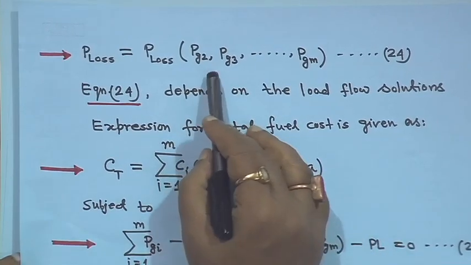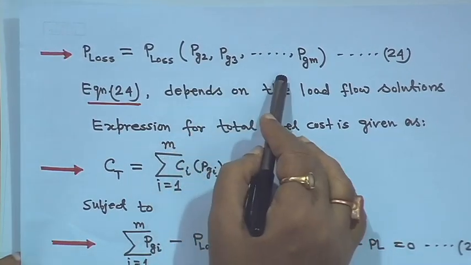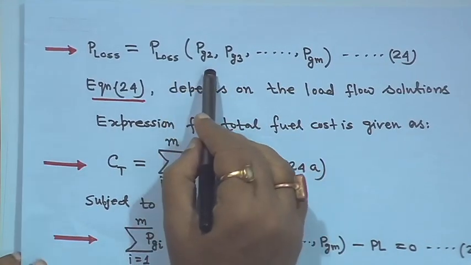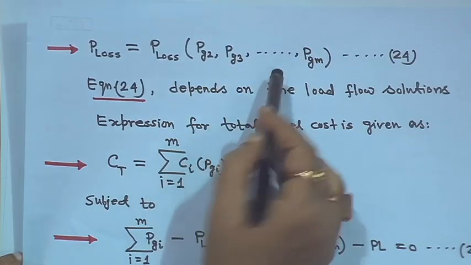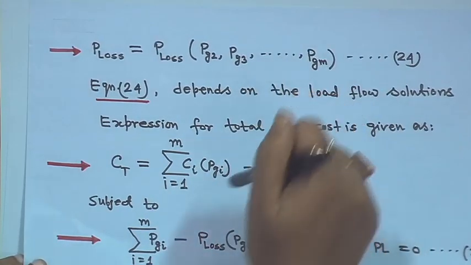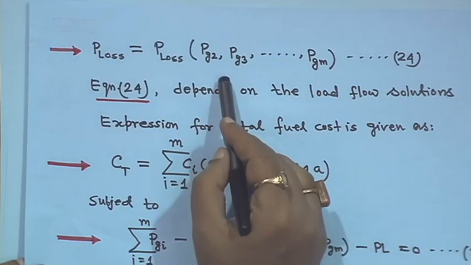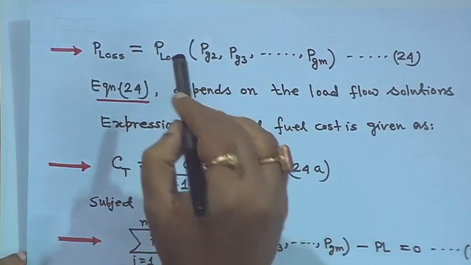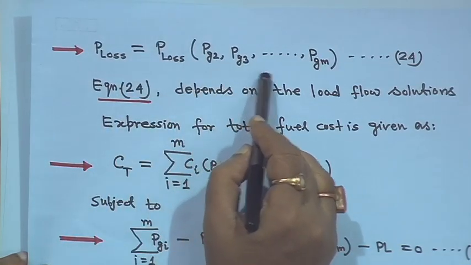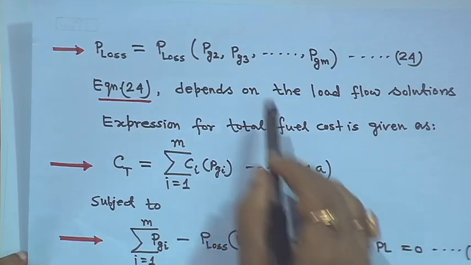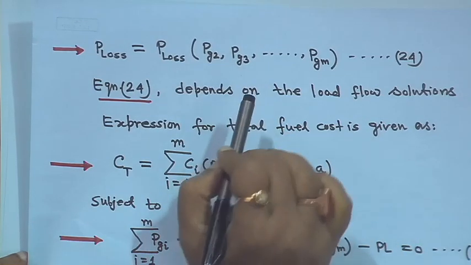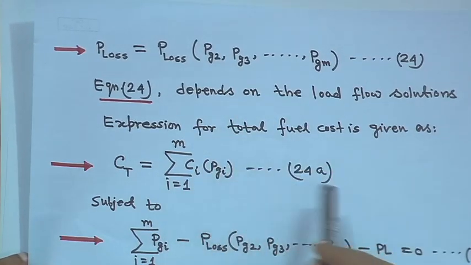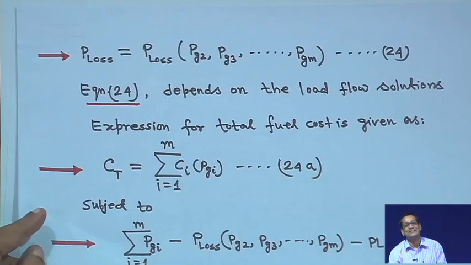Now, this loss formula in terms of generation we will derive at the end of this topic, because if I try to derive it now, the whole continuation will be lost, since the derivation is a little bit lengthy. At this time we will assume that P loss is a function of Pg2, Pg3 up to Pgm and proceed accordingly, but at the end I will give you the loss formula. Right now we do not need it.